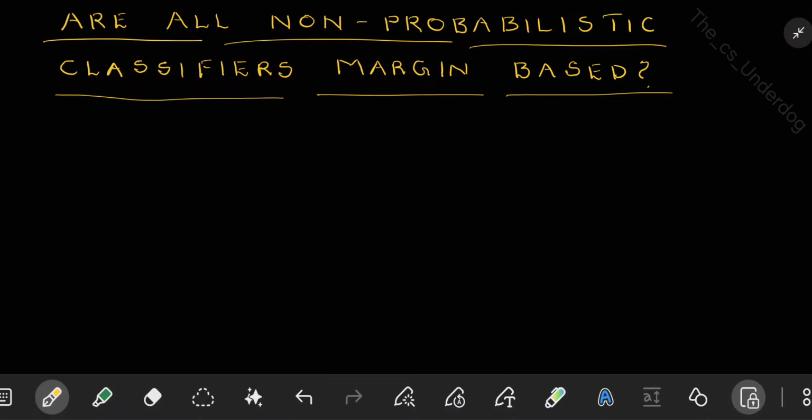Are all non-probabilistic classifiers margin-based? Let us find out. In the last lecture, we discussed probabilistic classifiers and non-probabilistic classifiers.